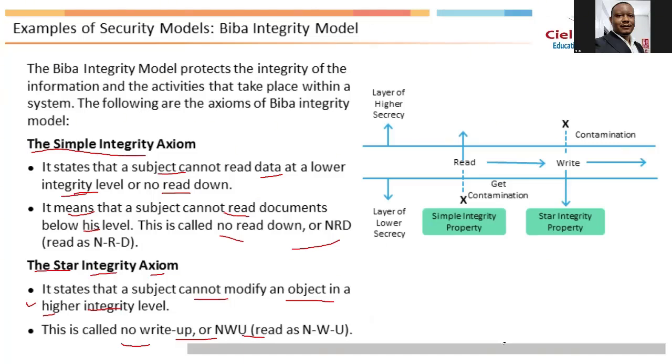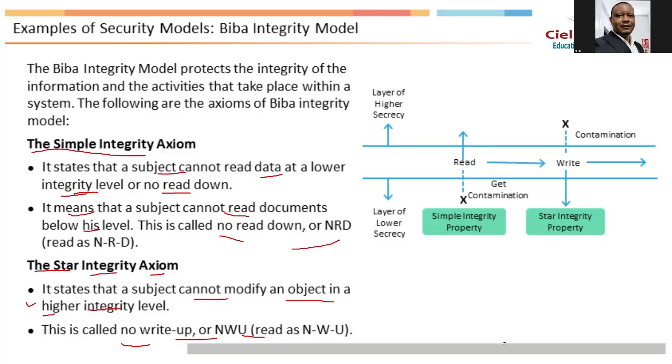Then also, the subject cannot modify an object at a higher integrity level. So meaning that you cannot go and modify something that is above your own level. That's what we now refer to as no write up.